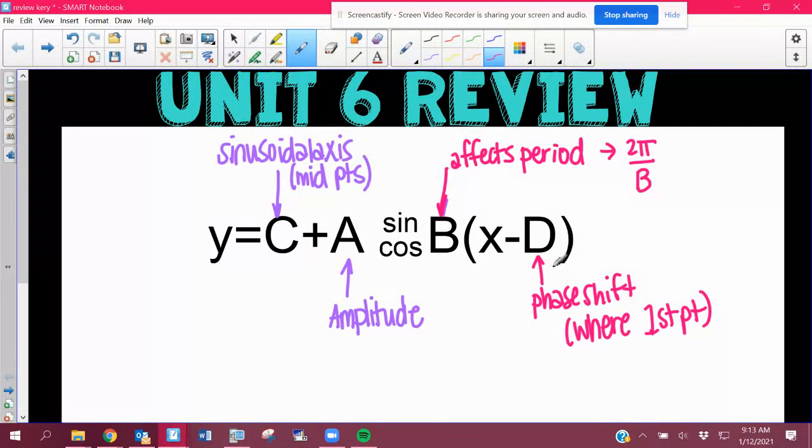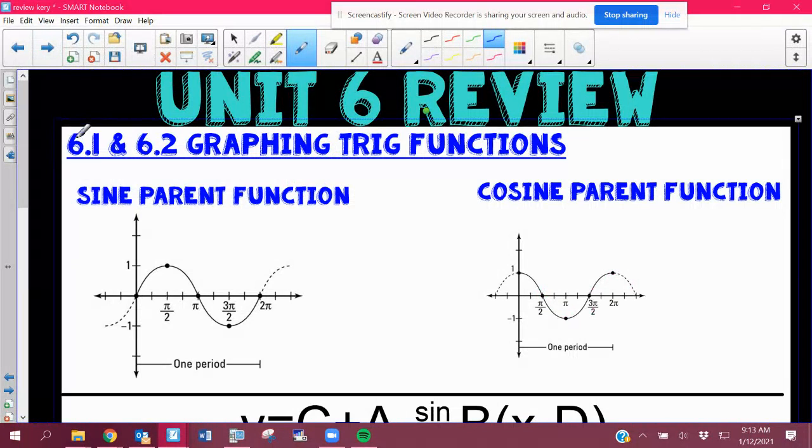Okay, remember your first point for a sine graph is going to be a middle point going up, and for your cosine graph should be a top point unless there is some sort of reflection. Okay, so let's talk about what happened in 6.1. That was like a brief overview.